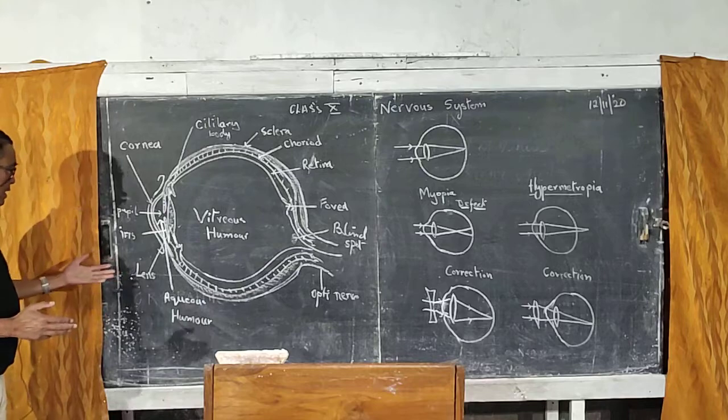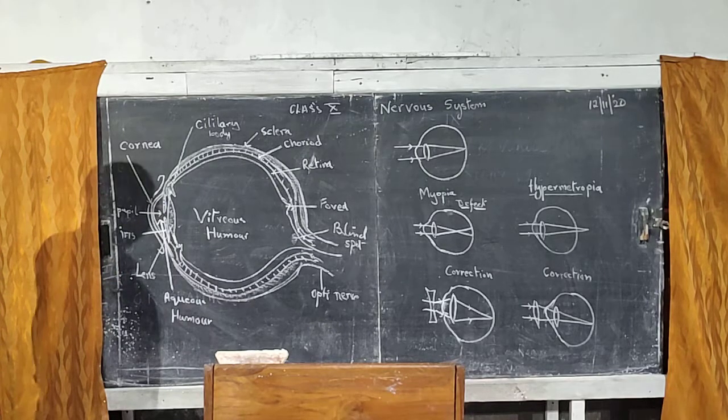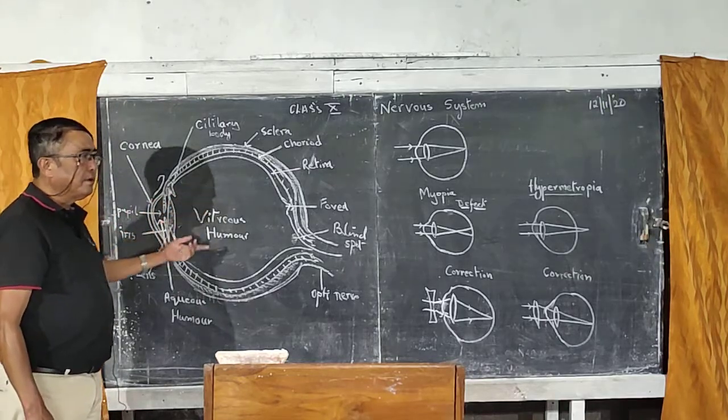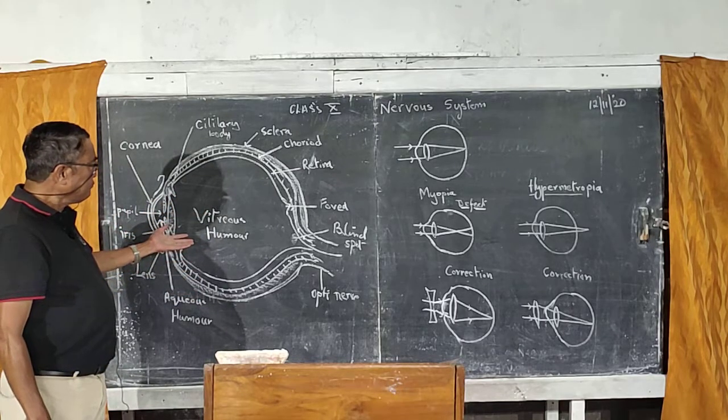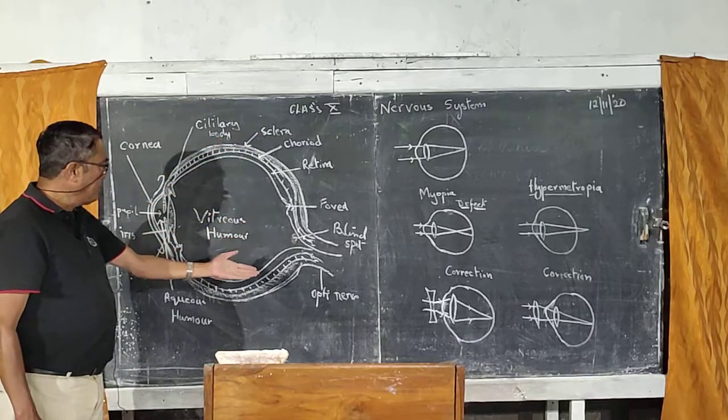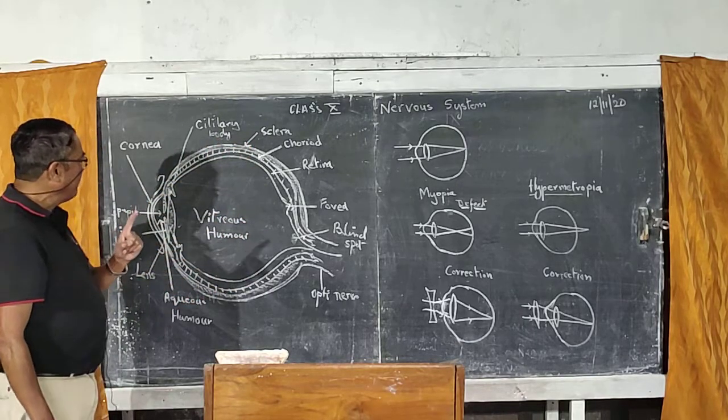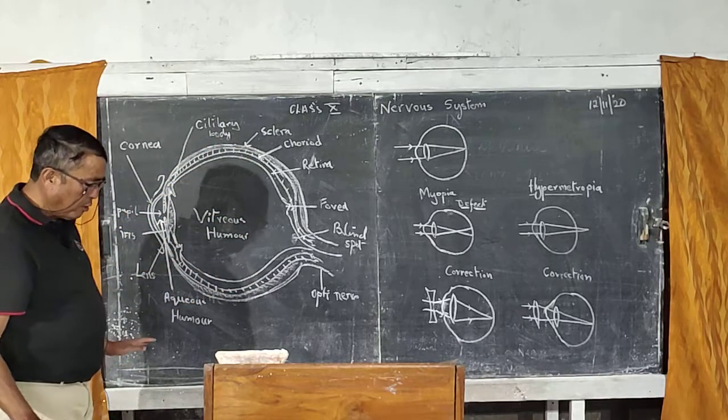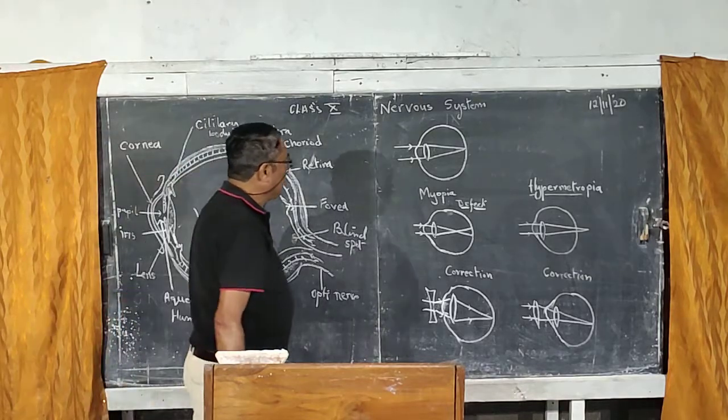So learn the parts and functions of an eye. Most probably you'll get the diagram of an eye, parts numbered 1 to 3, and they'll ask you to name them, and one function each. So I hope you are clear.